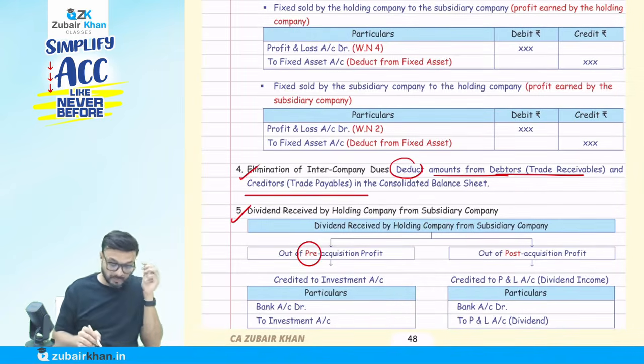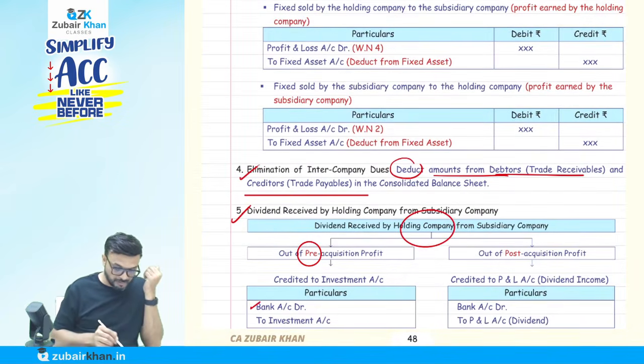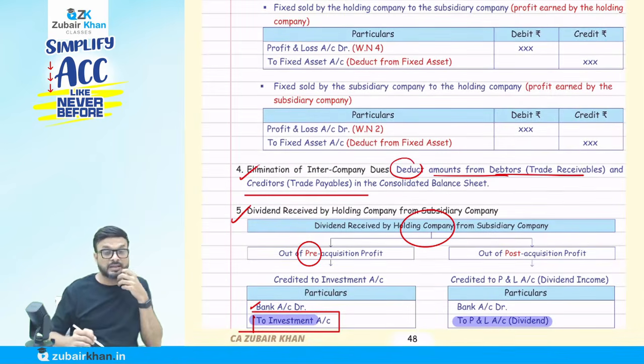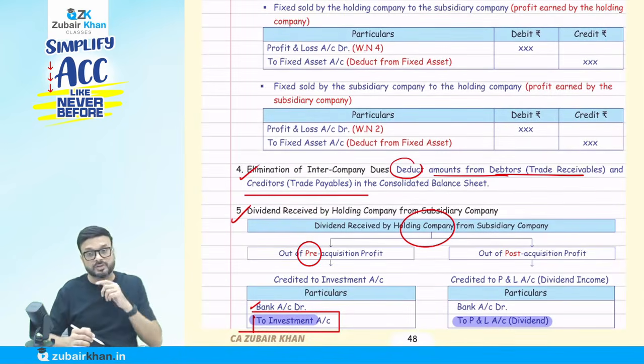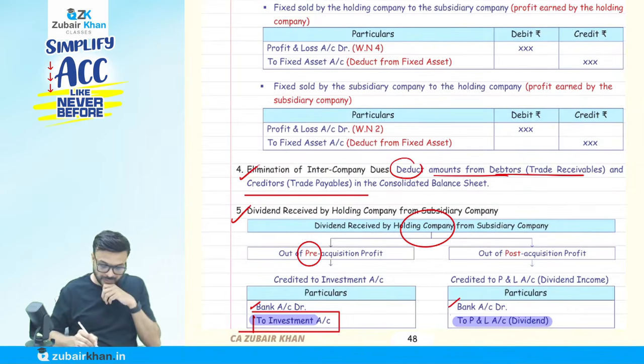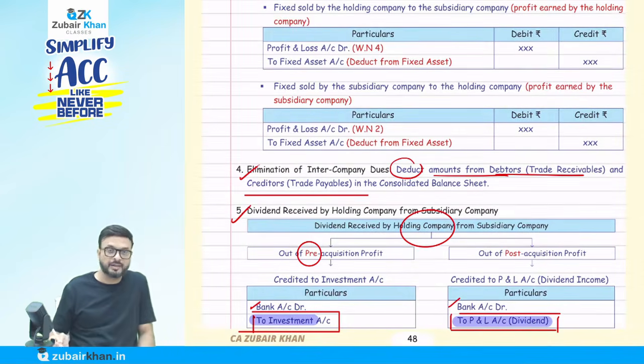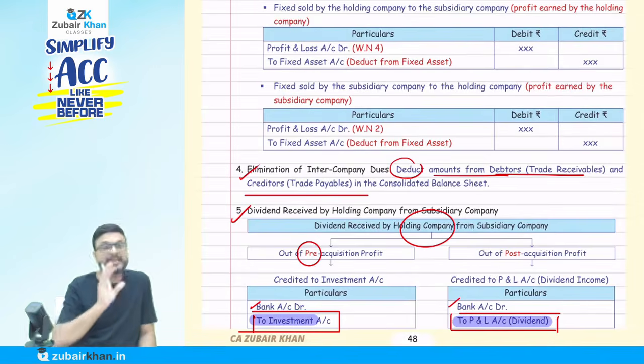So how is the holding company going to pass the entry for the dividend? They will pass the entry bank account debit to investment account. If they are giving the dividend out of pre-acquisition profit, we will not credit the dividend account, we will credit the investment account. But if they are giving the dividend out of post-acquisition profit, the entry should be bank account debit, and dividend account or P&L account will be credited. This is the correct treatment.